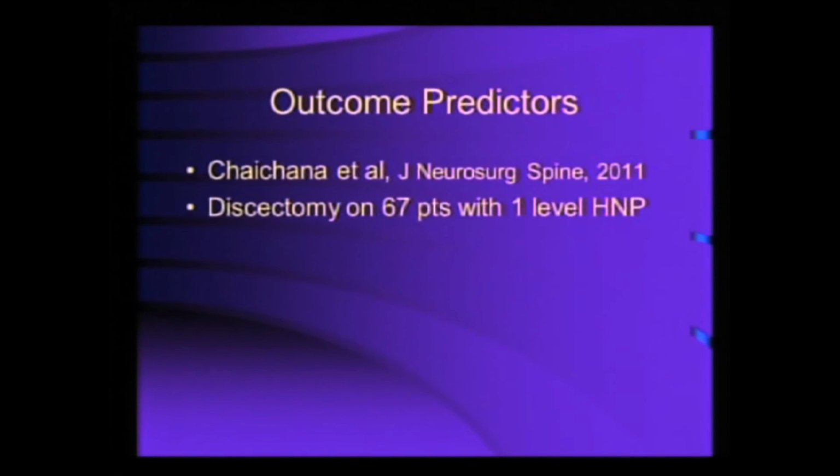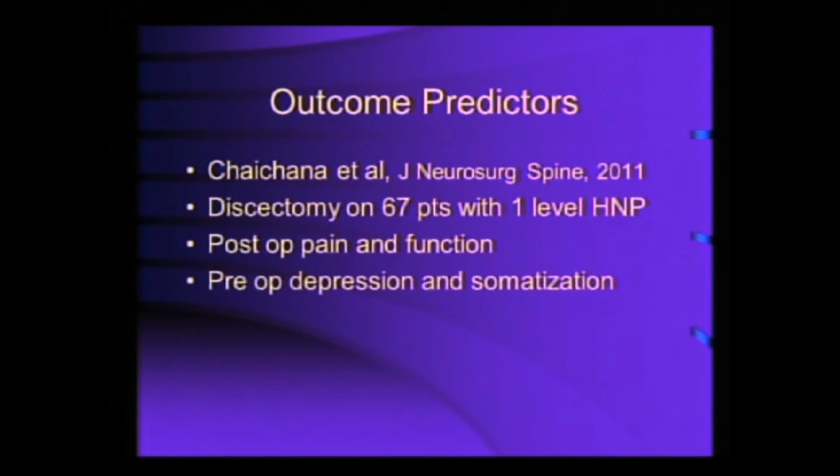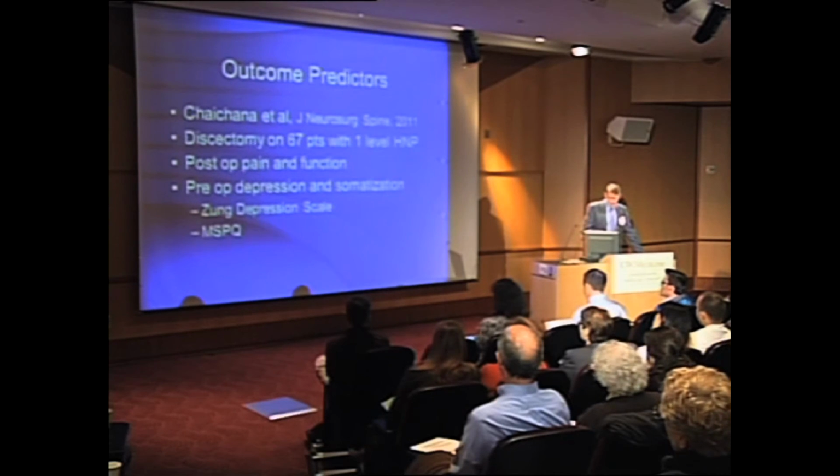Another study came out last year, Shoshana et al. in the Journal of Surgical Spine. They looked at 67 patients who had a discectomy for a one-level disc herniation. This is a patient population we usually think of as doing well with spine surgery, right? Patients with a discectomy tend to do fairly well. They looked at post-op pain and function and pre-op depression and somatization rates and how these might correlate with outcomes. Again, they used the ZUNG and the MSPQ, which really is the DRAM.